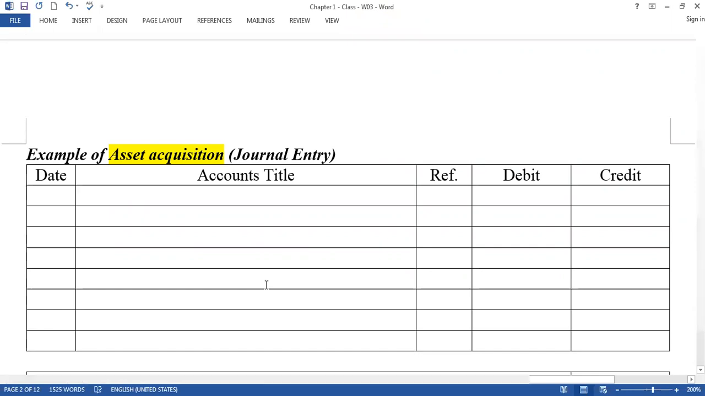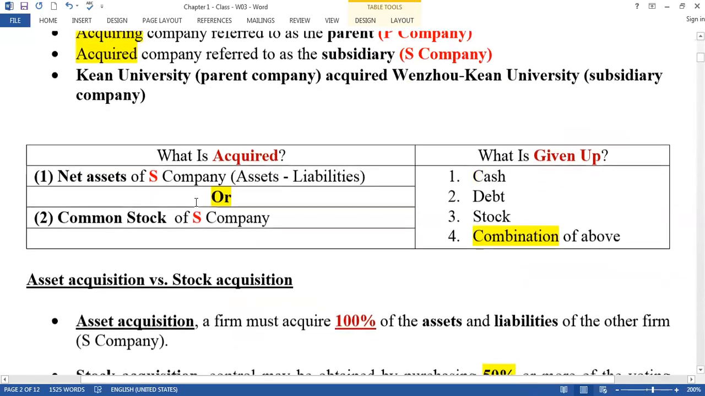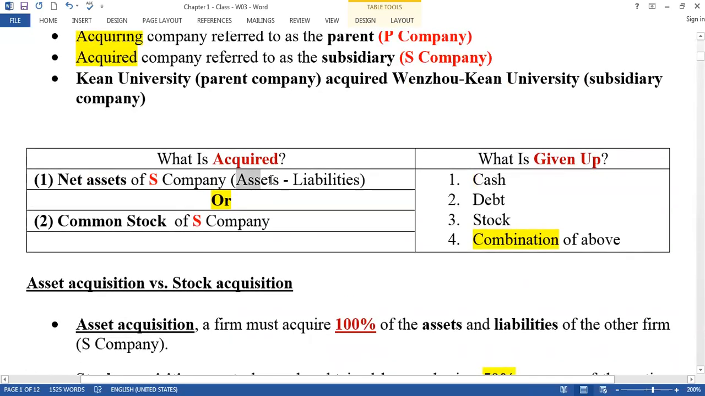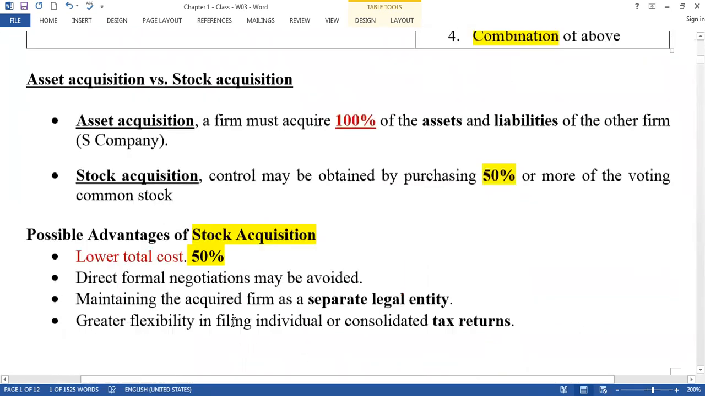So let me put some random numbers. Here again, you are going to buy all of the subsidiary's assets, right? When you buy another company's asset, it becomes your asset. Whenever you buy another company's liability, it becomes your liability. And we know that asset increases are debits and liability increases are credits. The same thing we are going to do here.